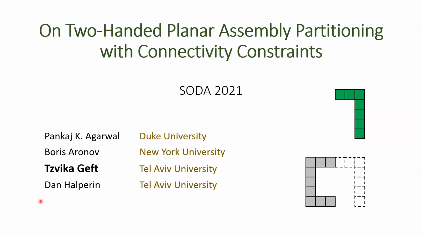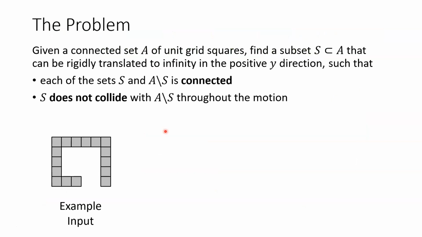My name is Zvika Gift, and I would like to talk to you about a seemingly simple problem that arises in assembly planning. So our problem is, given a connected set A of unit grid squares, such as the example input here, we wish to find a subset S of A, a proper subset, that can be rigidly translated upwards to infinity, such that each of the sets S and its complement A minus S is connected, and also S does not collide with its complement throughout the motion.